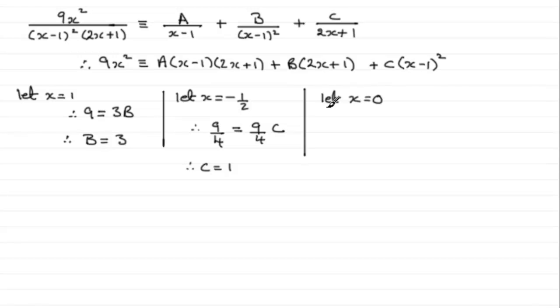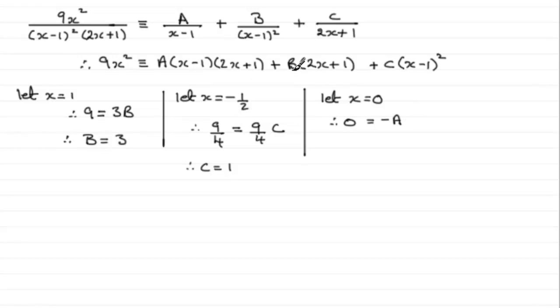So if I choose x is 0, we've got 9 times 0 here, which is going to be 0, so that makes that simple. 0 equals, and in here we've got 0 minus 1, so that's minus 1. We've got 2 times 0 plus 1, so that's just simply 1. Minus 1 times 1 is minus 1, so you've got minus a for that first term. So put that there.